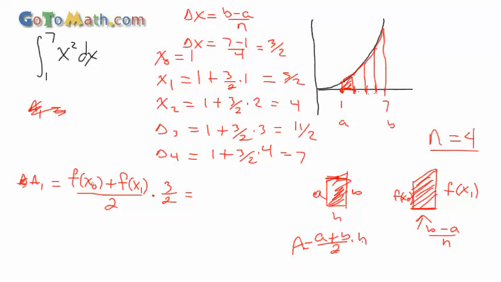Okay, so f of x naught plus f of x1 over 2 times 3/2 turns out to be 87 over 16. You're like, well, where did that number come from? Well, just plug in x naught here. Okay, I'm not going to do this for all of them. I've kind of run out of room here.